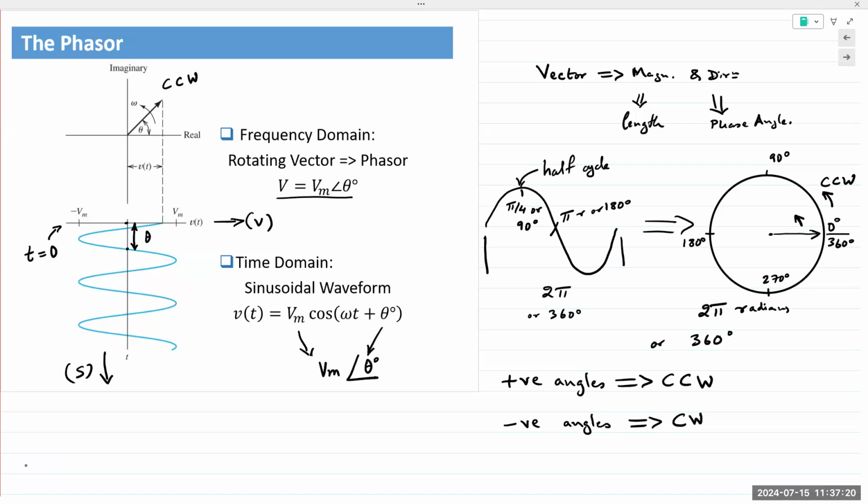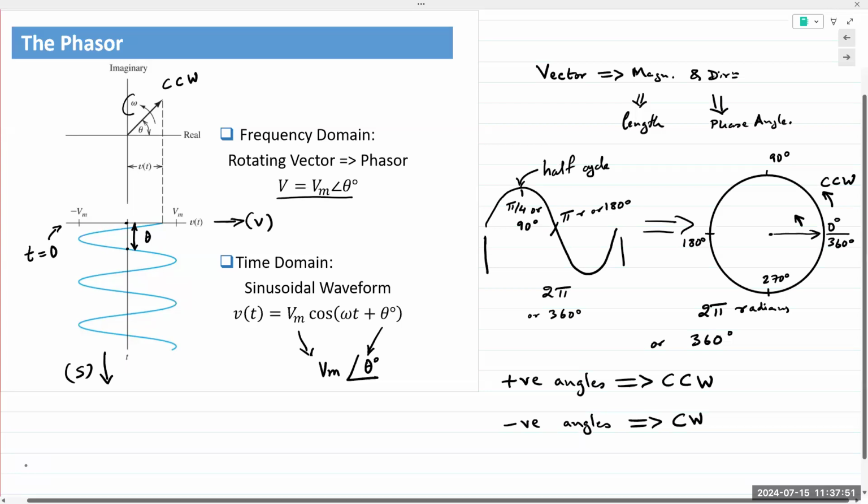One thing to note, the phasor is a single snapshot at one single point in time. It is a single snapshot of the waveform. It does not contain any frequency information. We say it is rotating. It's a rotating vector, but it's a single fixed snapshot. Hence, it does not contain any frequency information.